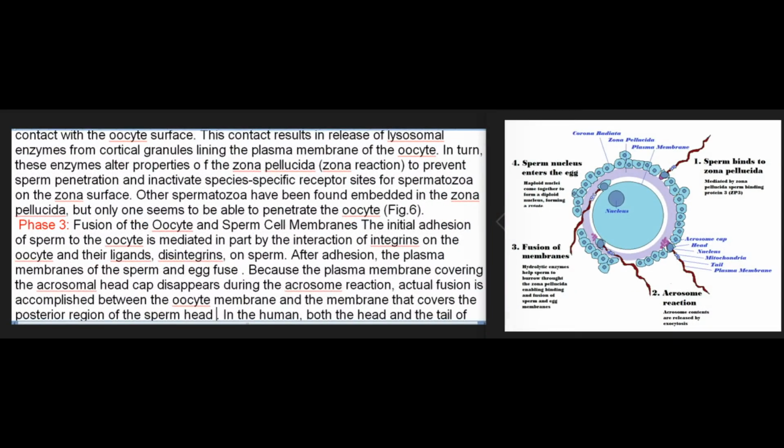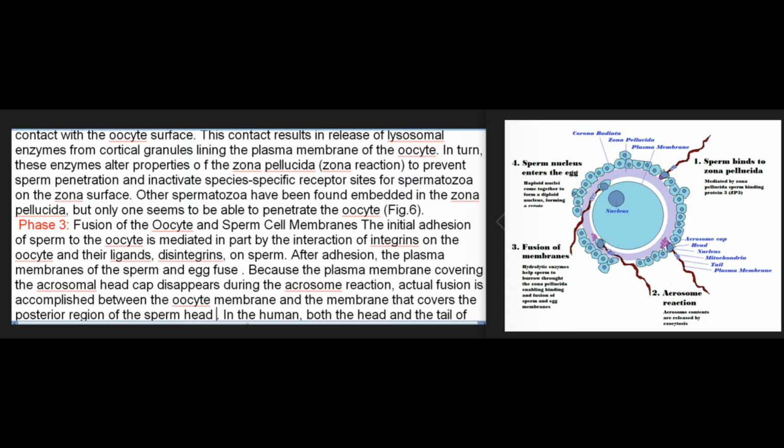Permeability of the zona pellucida changes when the head of the sperm comes in contact with the oocyte surface. This contact results in release of lysosomal enzymes from cortical granules lining the plasma membrane of the oocyte. In turn, these enzymes alter properties of the zona pellucida, zona reaction, to prevent sperm penetration and inactivate species-specific receptor sites for spermatozoa on the zona surface. Other spermatozoa have been found embedded in the zona pellucida, but only one seems to be able to penetrate the oocyte, Fig. 6.